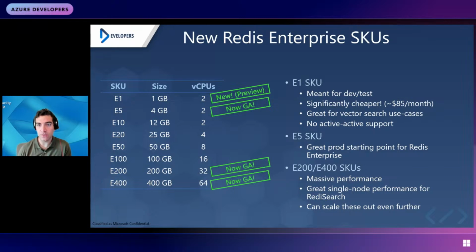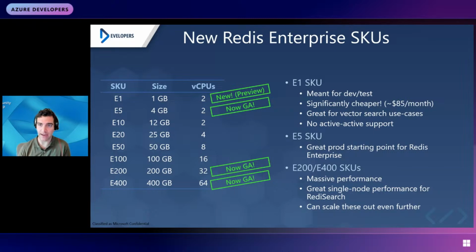And so what we've done is added 2 SKUs that are smaller and also cheaper, both for production and the E1 SKU specifically for dev test. So the E5 SKU is a 4 gigabyte cache, so it's smaller, still great for production, just a cheaper starting point or lower price starting point for using these great features. And then the E1 SKU is even lower priced. It's roughly $85 a month. And it's meant specifically for dev test.